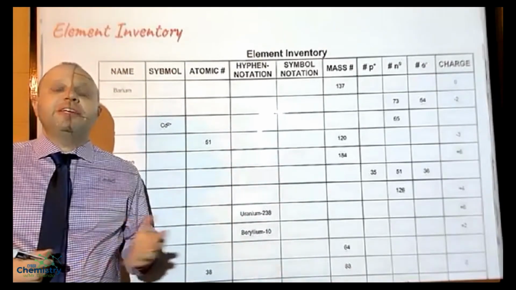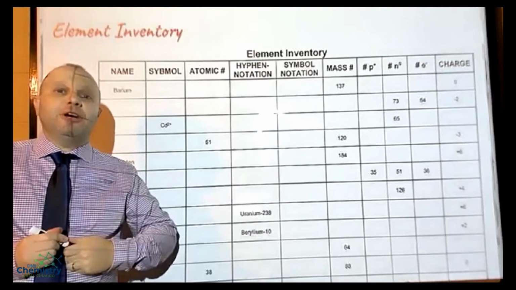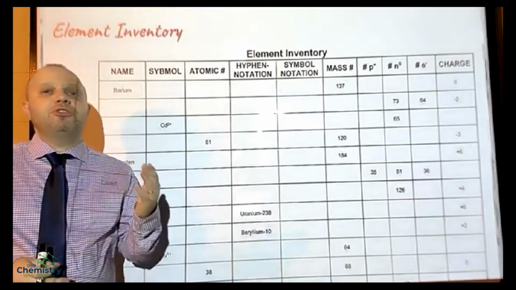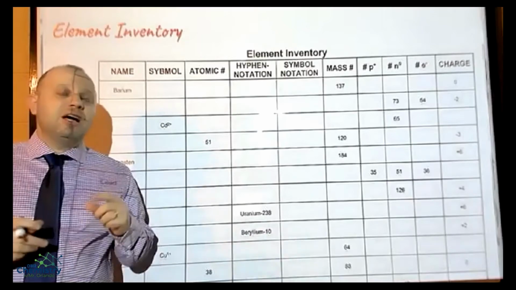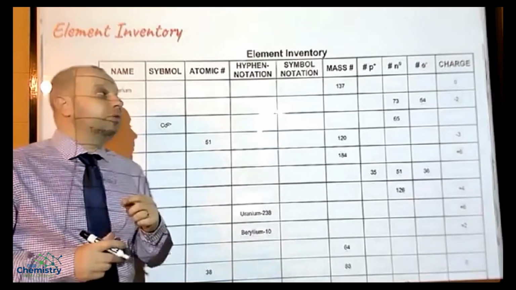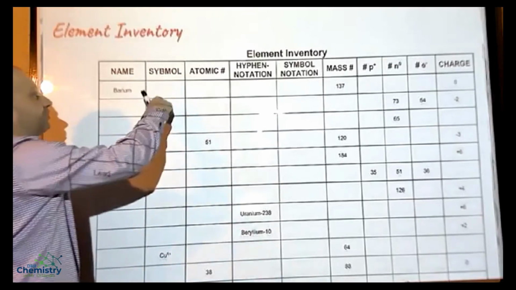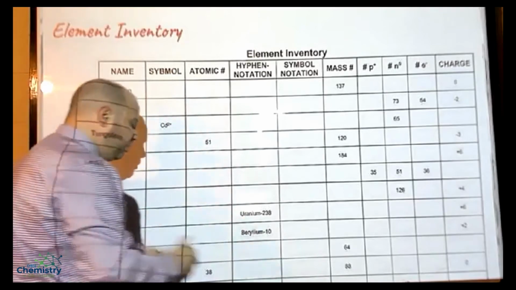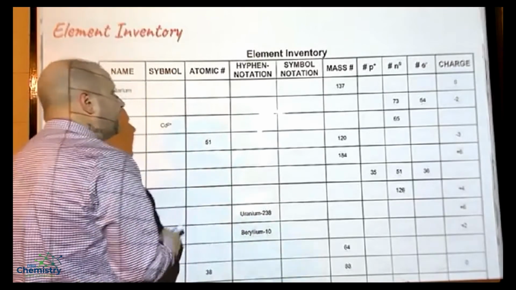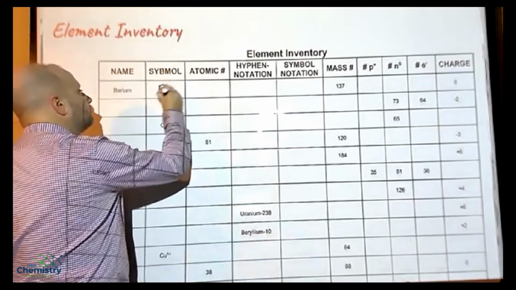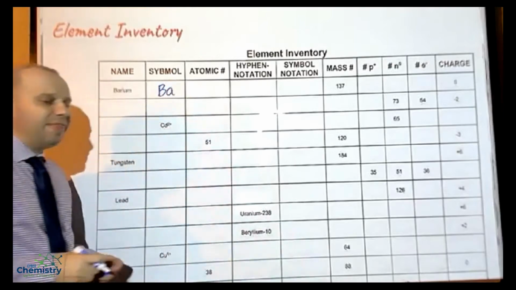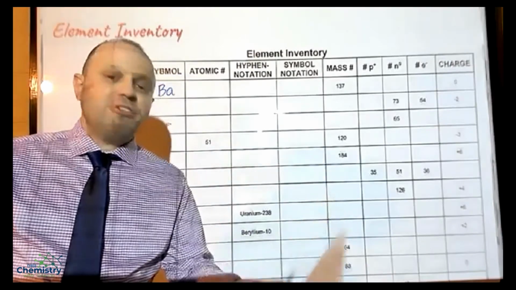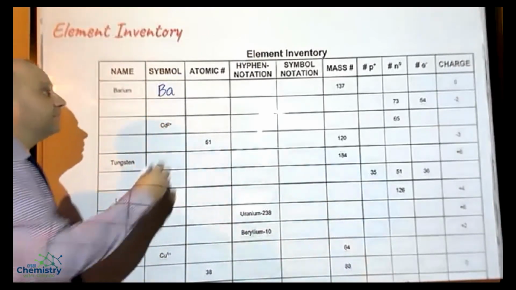So we're going to start with the first example and the element barium. If you look for barium on the periodic table, you're going to find it toward the left side of the periodic table, about 3/4 of the way down. The first column that we're going to fill in for barium is the symbol for barium. So the symbol for barium is going to be Ba. And then if you look up the atomic number for barium, the atomic number for barium is 56.